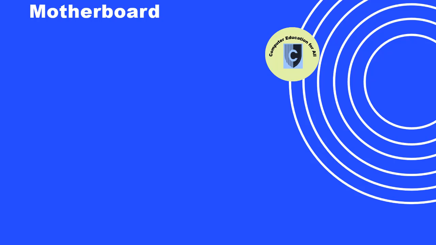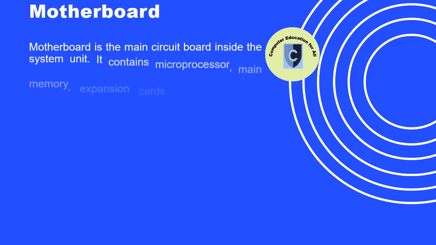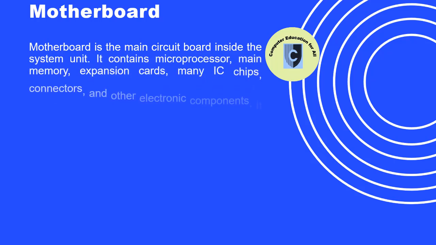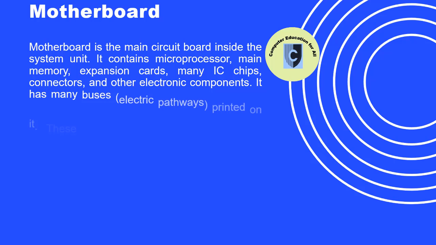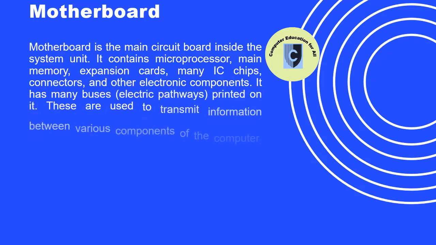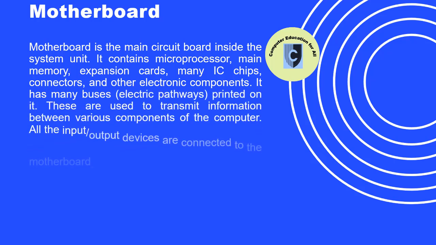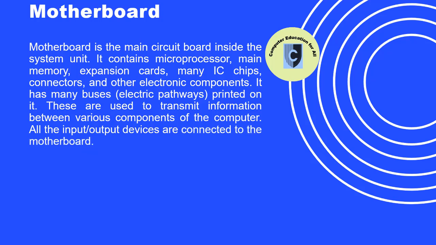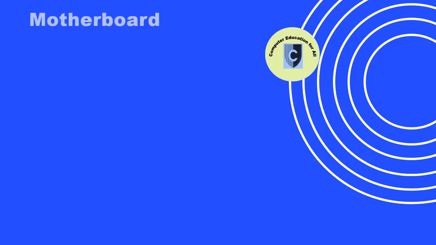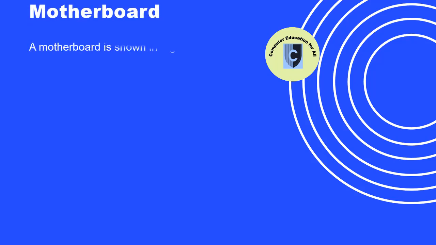Motherboard. Motherboard is the main circuit board inside the system unit. It contains the microprocessor, main memory, expansion cards, many IC chips, connectors, and other electronic components. It has many buses, electric pathways printed on it. These are used to transmit information between various components of the computer. All the input-output devices are connected to the motherboard. A motherboard is shown in Fig. 1.22.